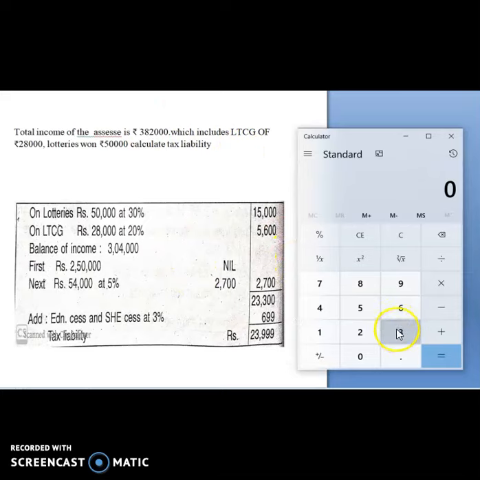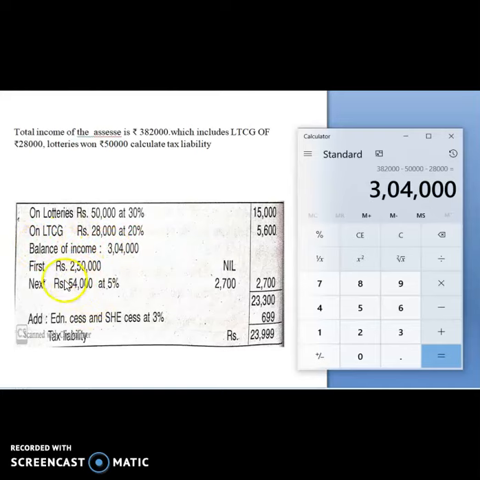Our total income is 3,82,000. We have to subtract the income for which tax is already levied: casual income, that is lotteries 50,000, and LTCG 28,000. We deduct those, so we get an amount of 3,04,000. For this 3,04,000 we are supposed to levy tax now. So the remaining balance is 3,04,000.